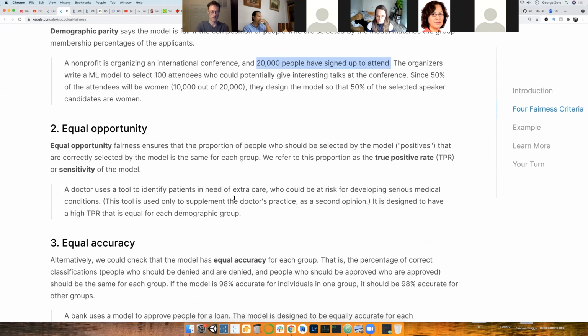Another one is equal opportunity fairness, where you basically want to look at metrics like we've seen in the past related to confusion metrics, metrics like true positive rate or sensitivity of the model. We want to make sure that the true positive rate is the same across different groups. So if we have two different groups, we want to make sure that when our model detects a true positive case, that proportion is the same for one group versus the other.